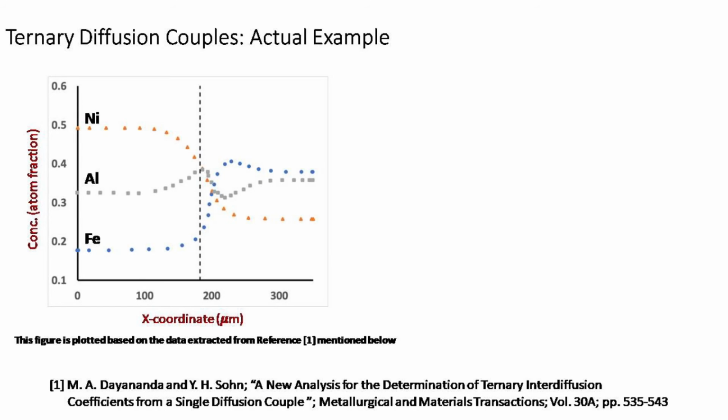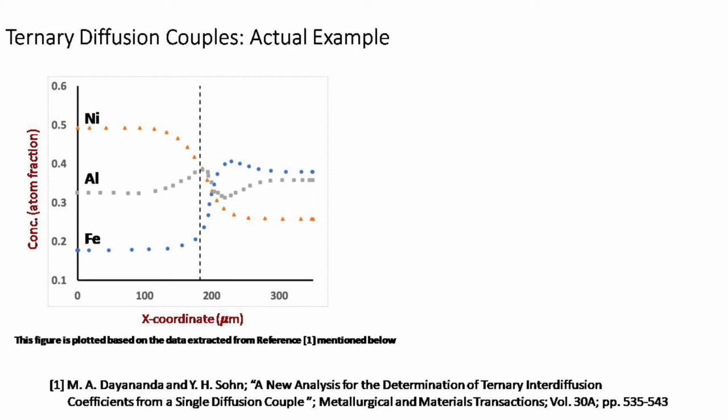Now, let us look into some of the real multi-component concentration profiles. I will give you a couple of examples. The first one is an iron nickel aluminum ternary diffusion couple taken from this reference here by Dayananda and so on. Profiles are plotted by extracting the data from this reference. You can see in this particular couple between two iron nickel aluminum alloys, the aluminum profile is characterized by very prominent maximum and minimum.